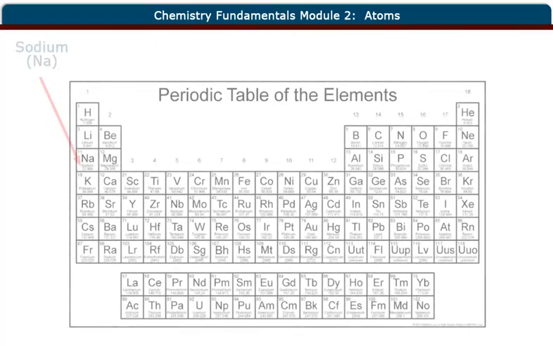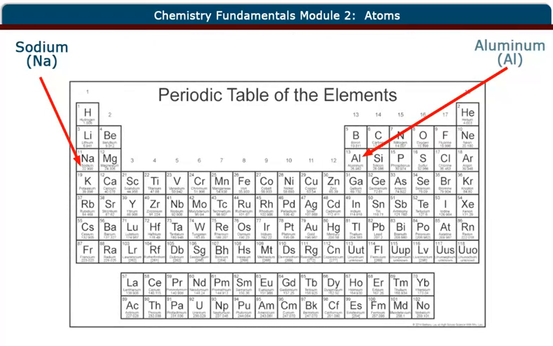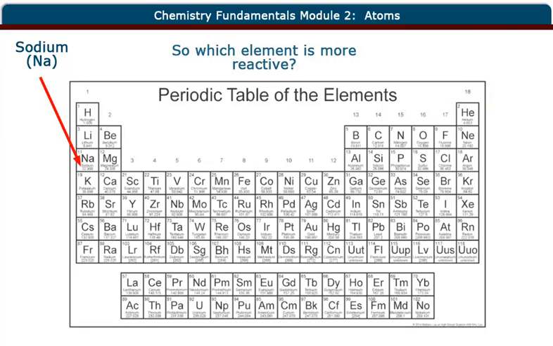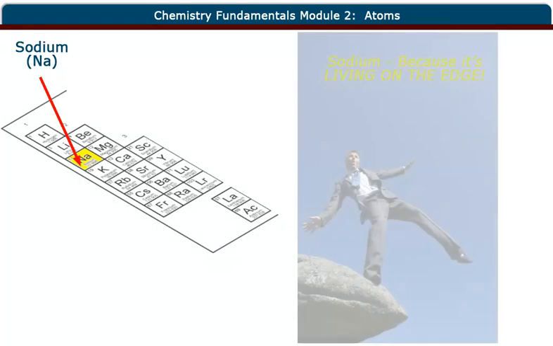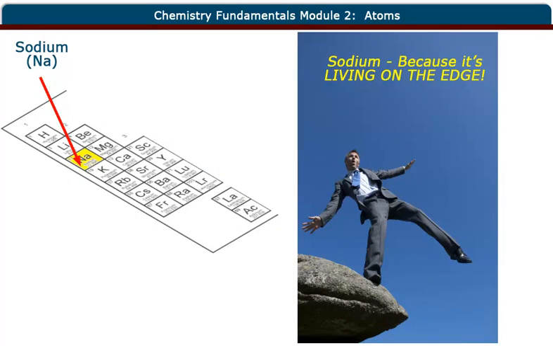So, let's look at two elements, sodium and aluminum. Based on their locations on the table, and what we just learned, which element would you say is more reactive? The answer is sodium. Why? Because its location is closer to the outside of the table than aluminum.